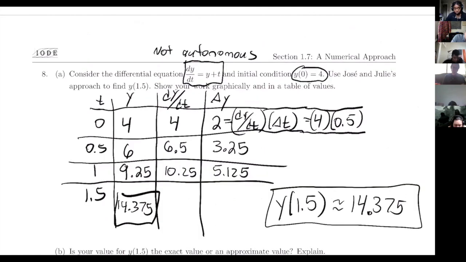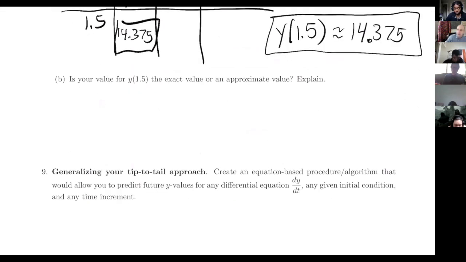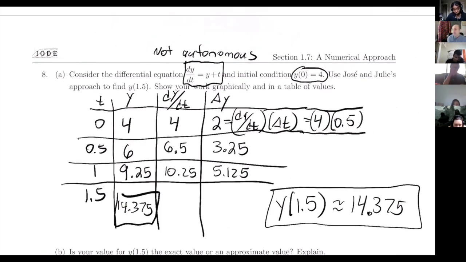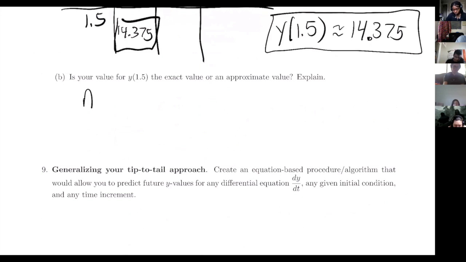Okay, and in case you're curious, this is section 1.7 of the reading materials. It deals with this method. Is this exact or an approximation? It's an approximation. Okay, good. All of these things are approximations, since the rate of change is always changing, and we're making the assumption that it's only changing every half a second.